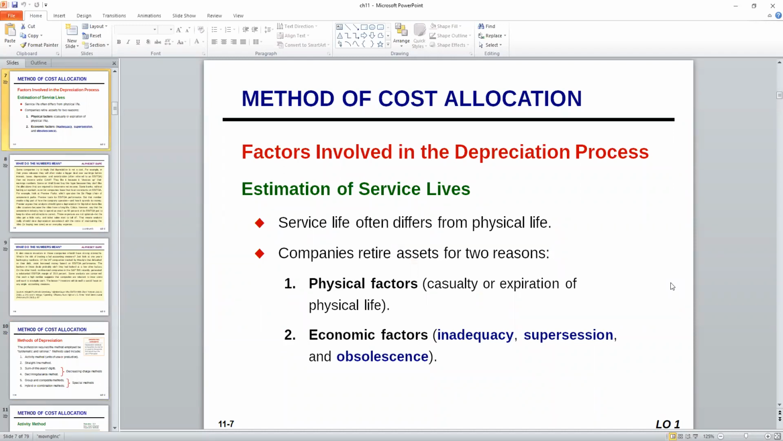And then estimate of service life. So how long is it going to be useful to your business? Not how long the asset life is. So I may buy a building, for example, and decide that for my business, it's going to suit its purposes for 10 years or 20 years or 30 years. The building probably has a much longer useful life, but I'm going to depreciate it over the useful life to my business.